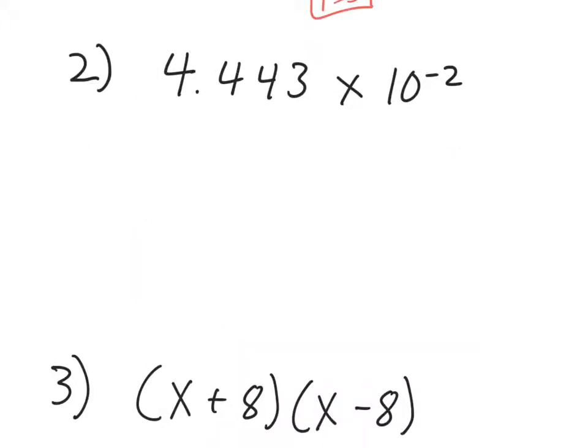On number 2, we have scientific notation again. They want us to translate 4.443 times 10 to the negative 2 power into a decimal number. This time the exponent is a negative, which tells me I need to move the decimal to the left 2 place values. Right now it is after the first 4. I'm going to move it 1, which puts it before the first 4, so I need to add a 0. Then I'll move it 2, and I'm going to get 0.04443.